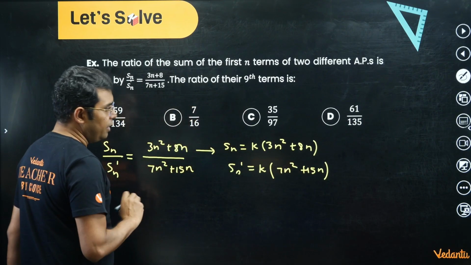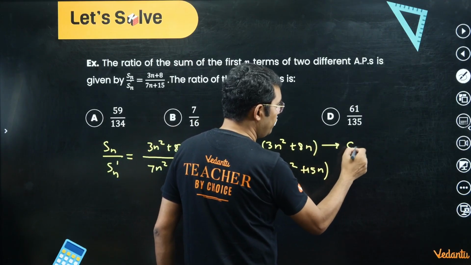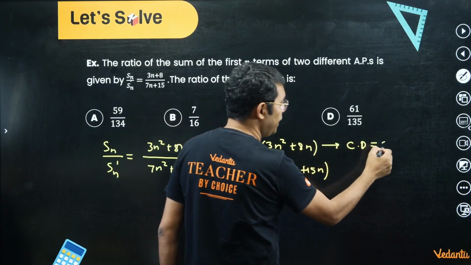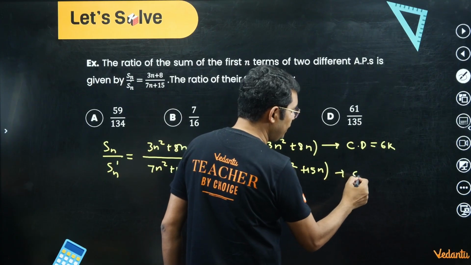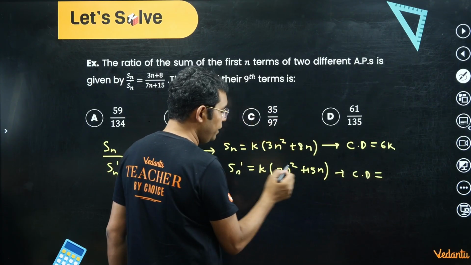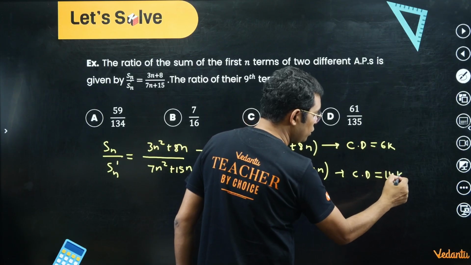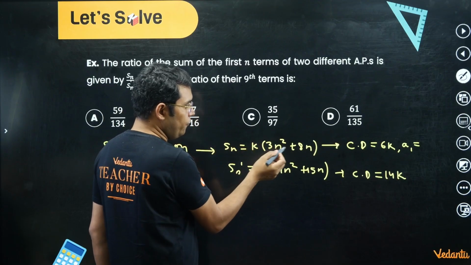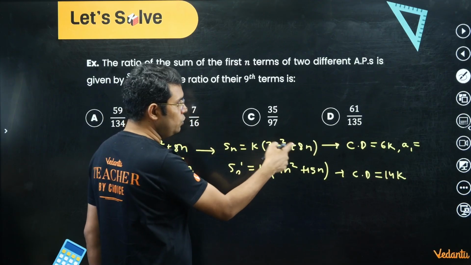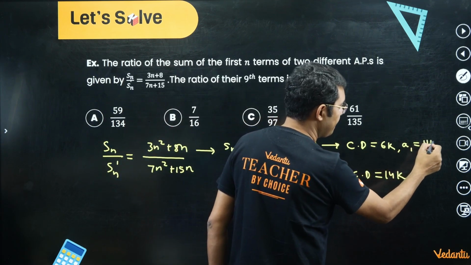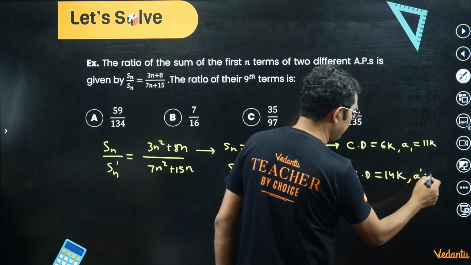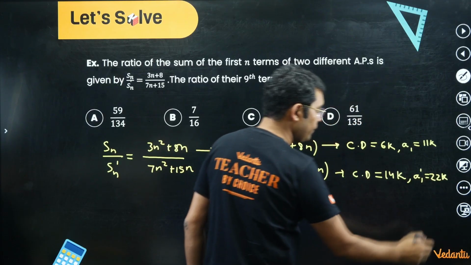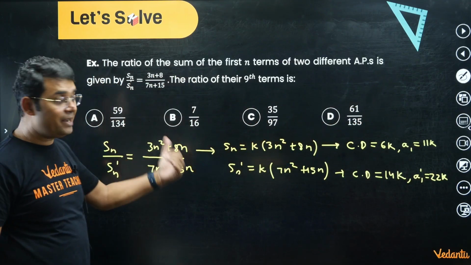Now dear all, from this I think you can find the common difference easily by the leading term, that will be 6k. Okay, and similarly common difference of this will be 14k. Also the first term of first AP will be just by putting n is equal to 1, so you get 11k. And here first term will be 7 plus 15, 22k. Okay, now we are looking for the ratio of their ninth term.